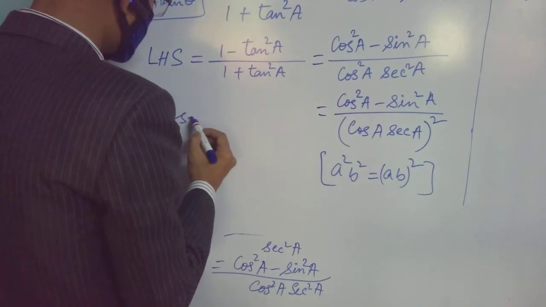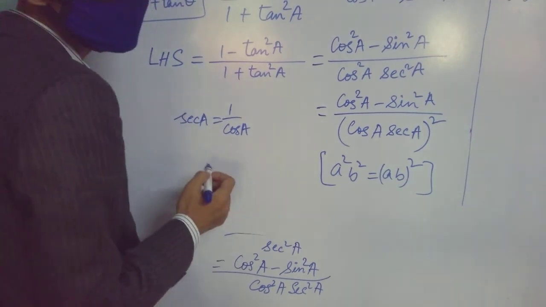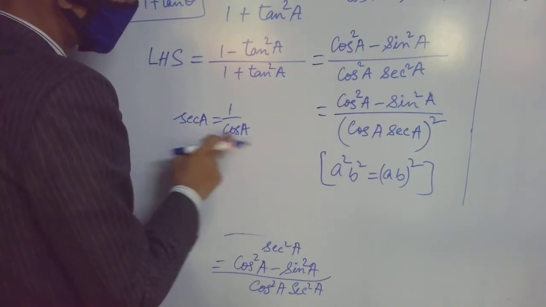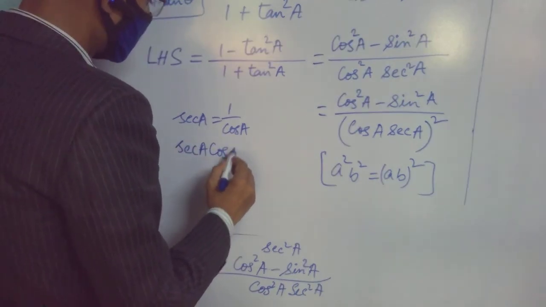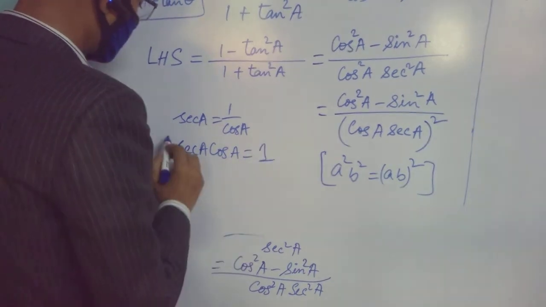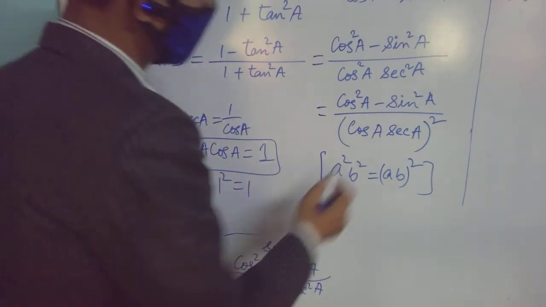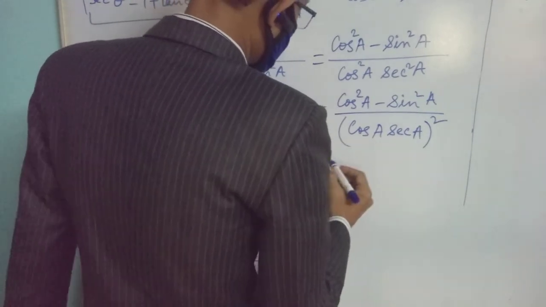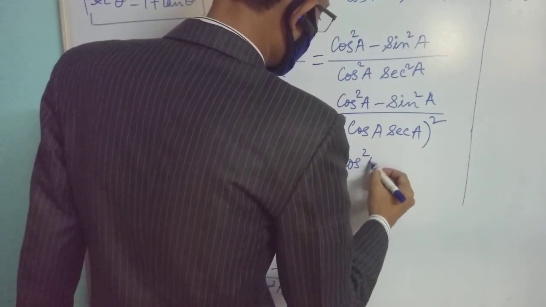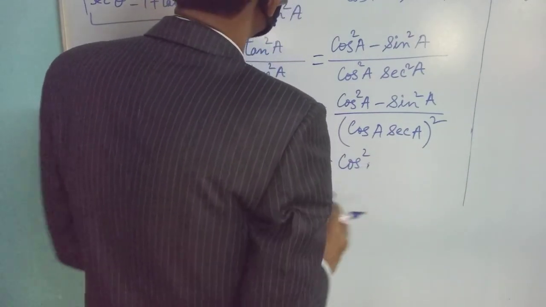Now sec A is basically 1 by cos A. That is the definition of sec A. That means sec A and cos A are reciprocal to each other. So sec A into cos A is equal to 1. Now 1 square is 1. So in the denominator we have 1. So this is the same as cos square A minus sin square A. And that's what we were required to check in this problem.